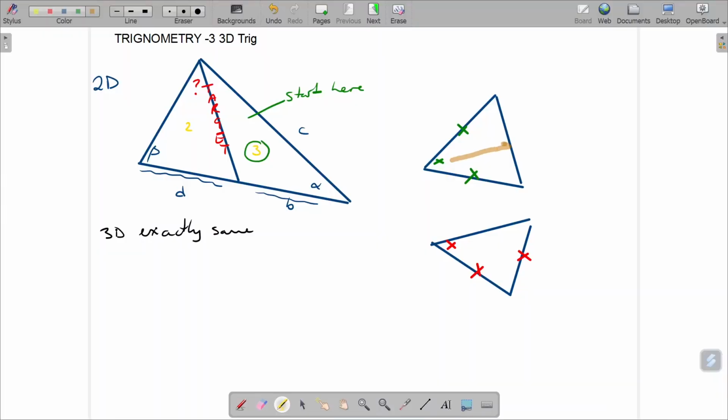Now the key question is, do I have an opposite pair? Okay, so do I have an angle and the side that is opposite it? So do I have an opposite pair? And here I've got an angle and its opposite pair. So if I do, then it is the sine rule. If I don't, it is the cos rule.